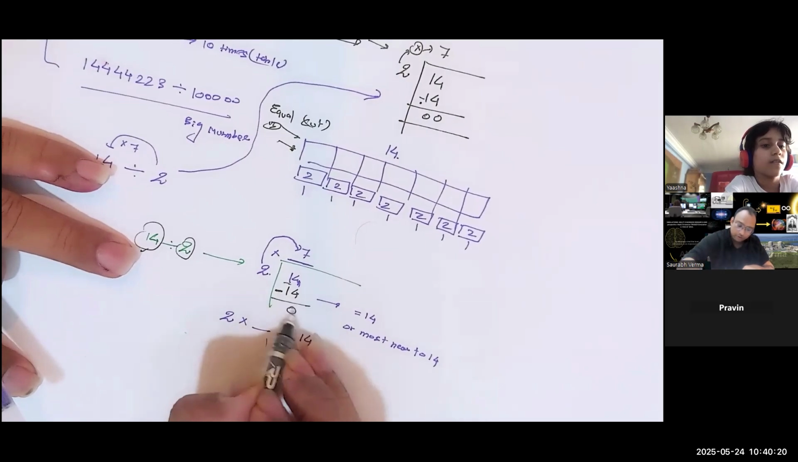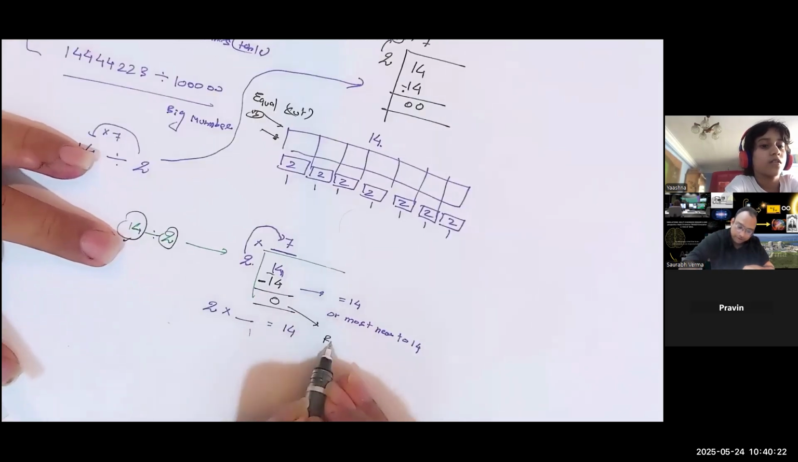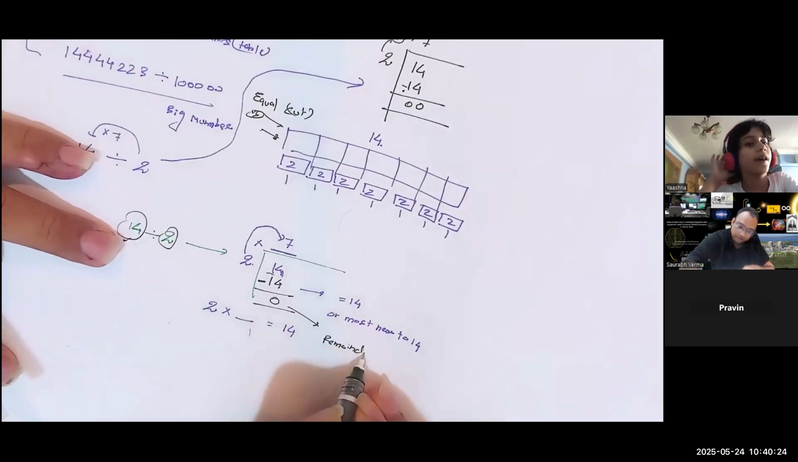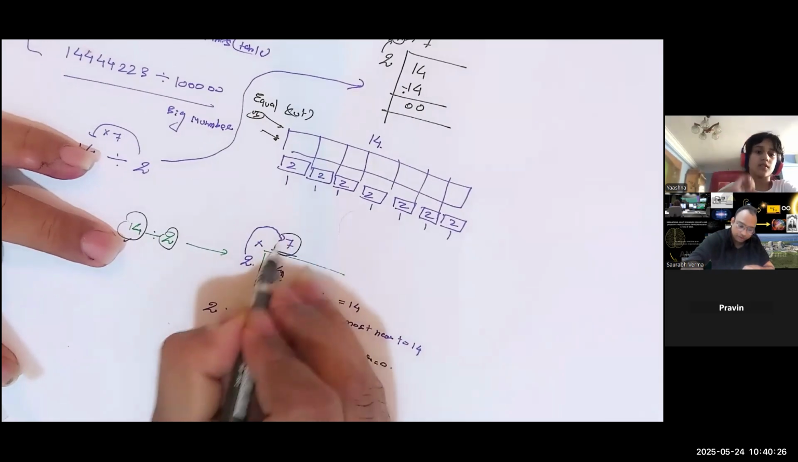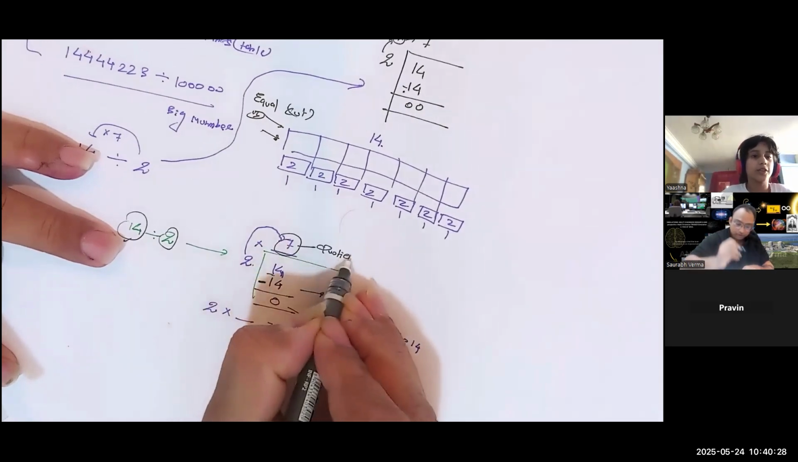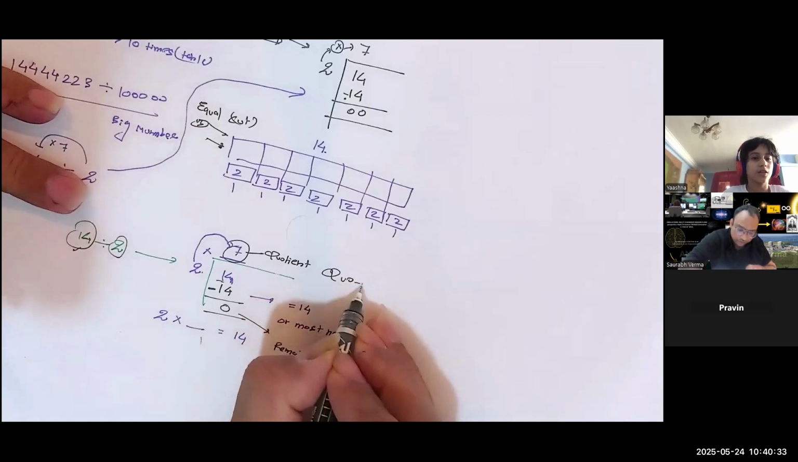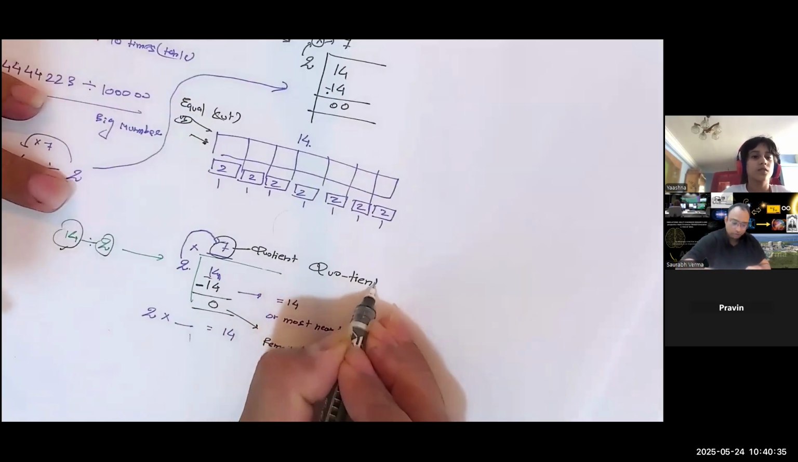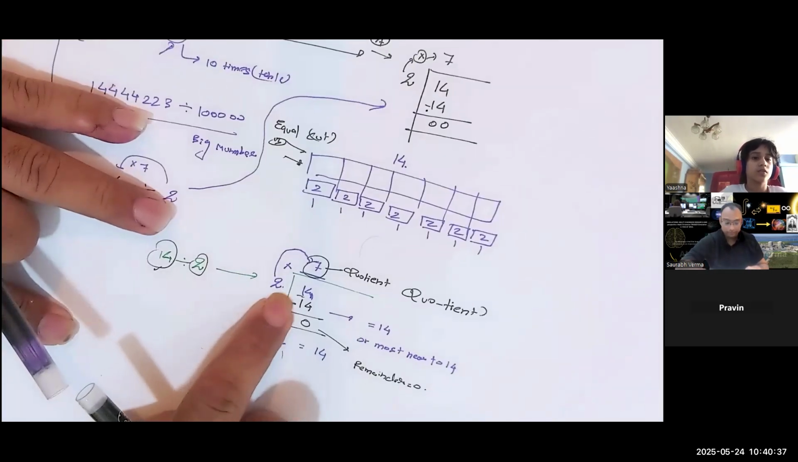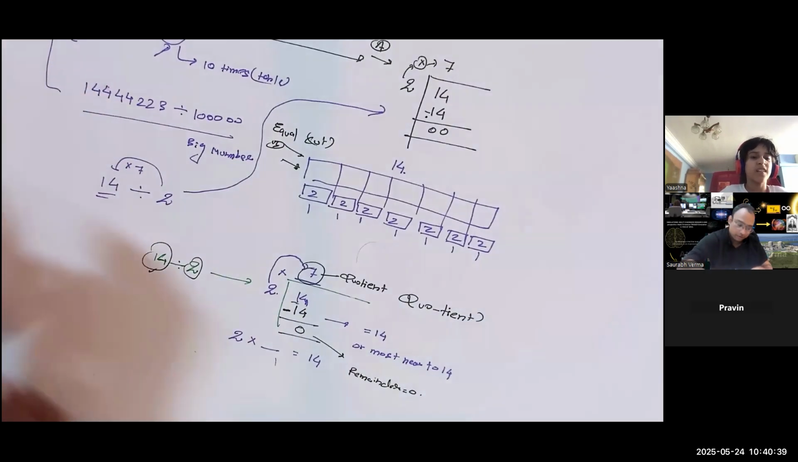So the 0 is called the remainder. I told you about the remainder earlier. And this is called the quotient. What's a quotient? Q-U-O-T-I-E-N-T. It is what you have to multiply with 2. It means in how many parts you can make.